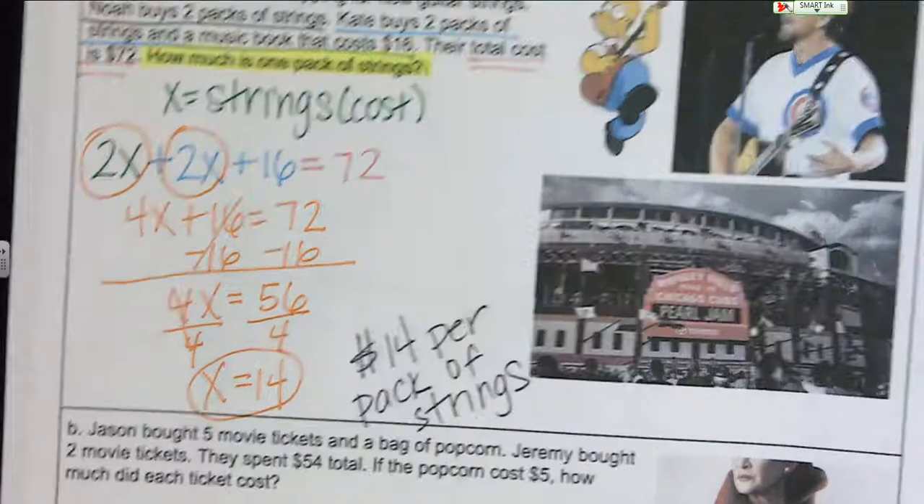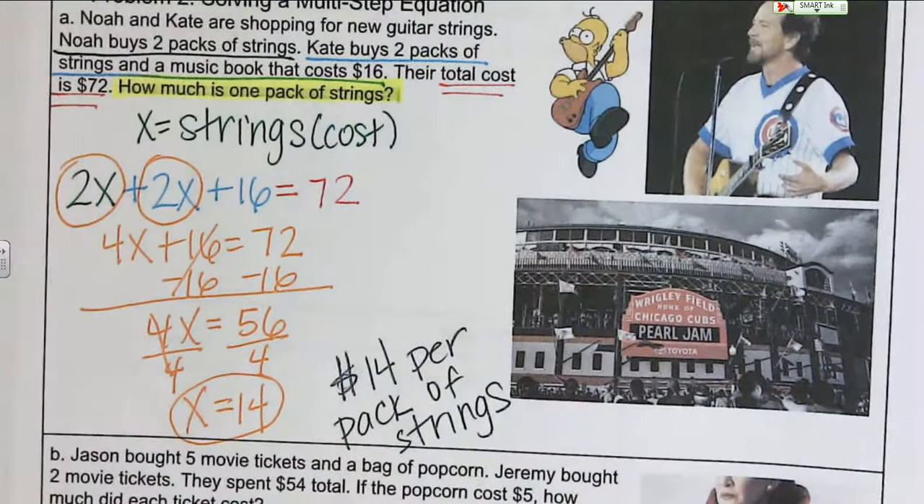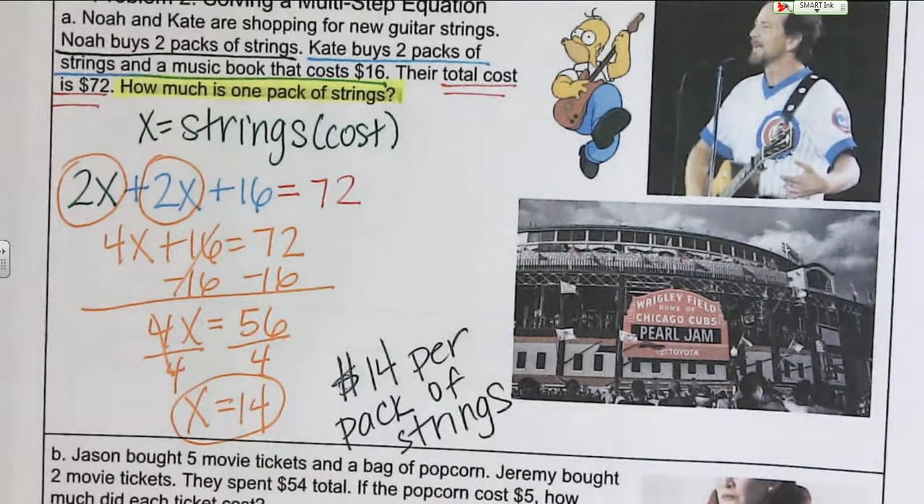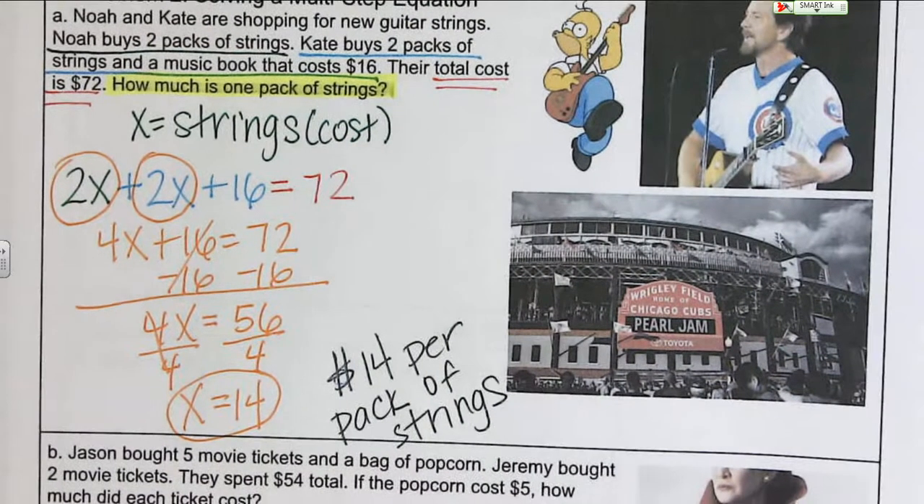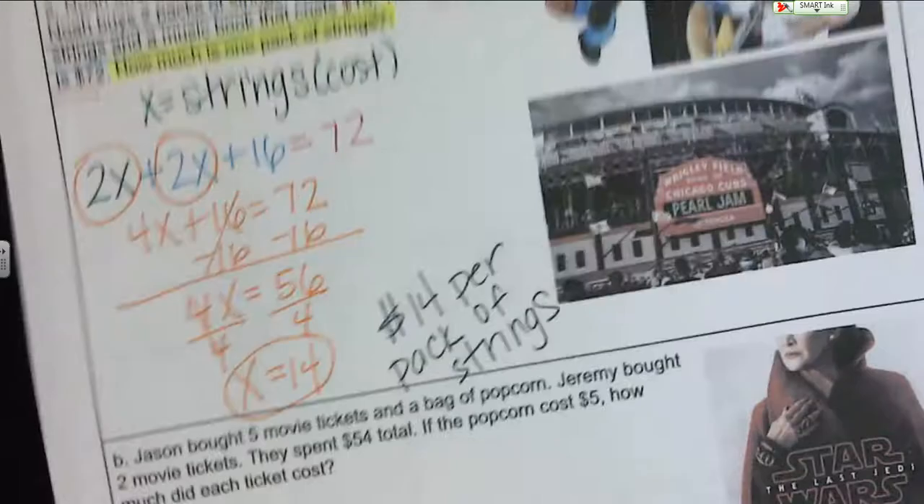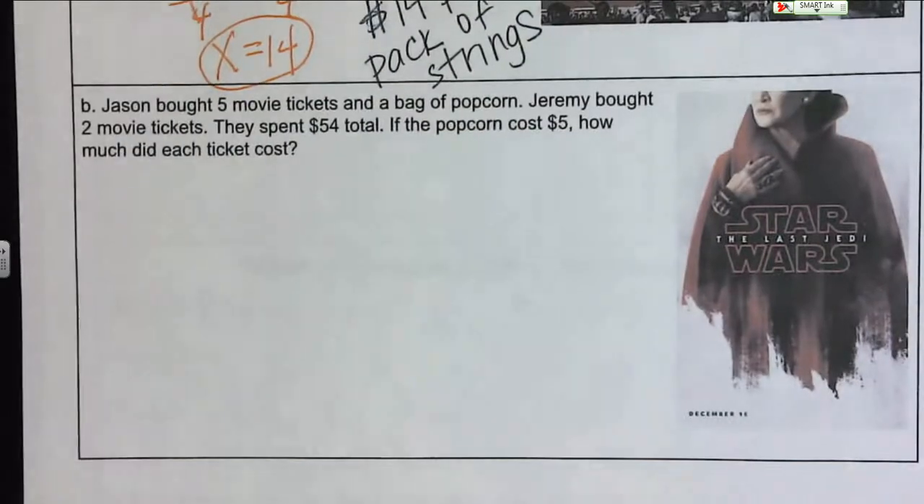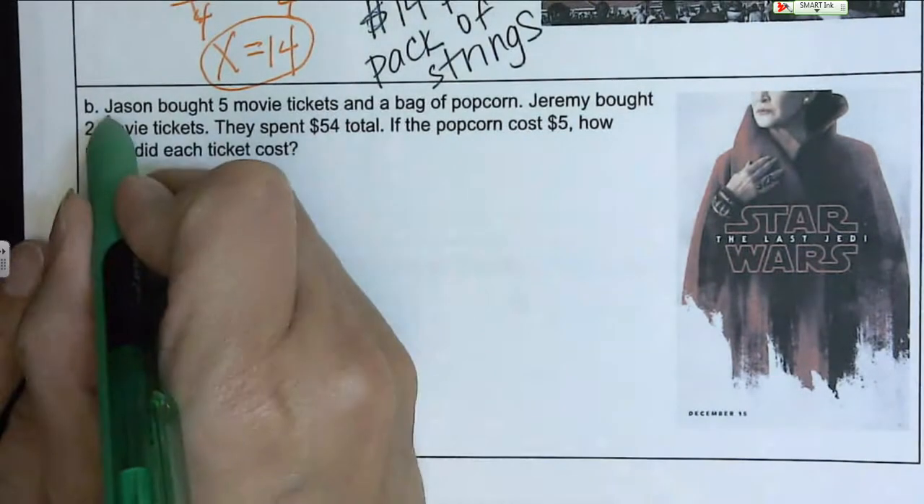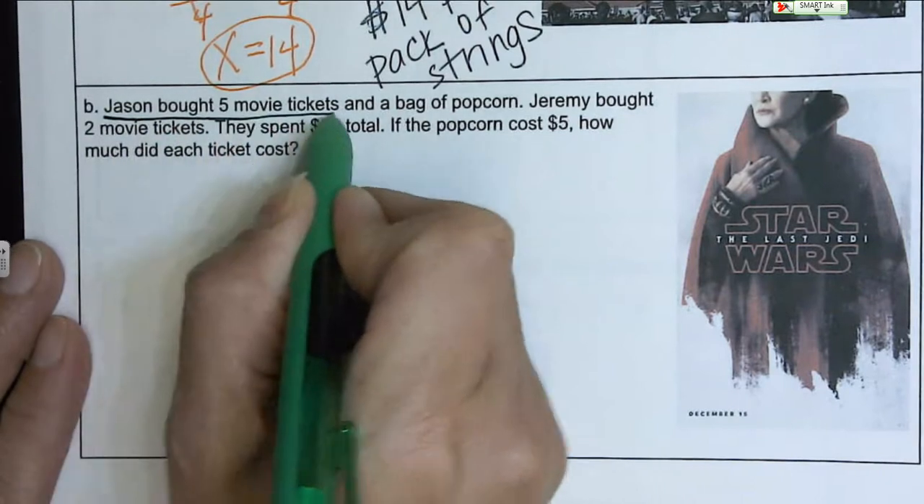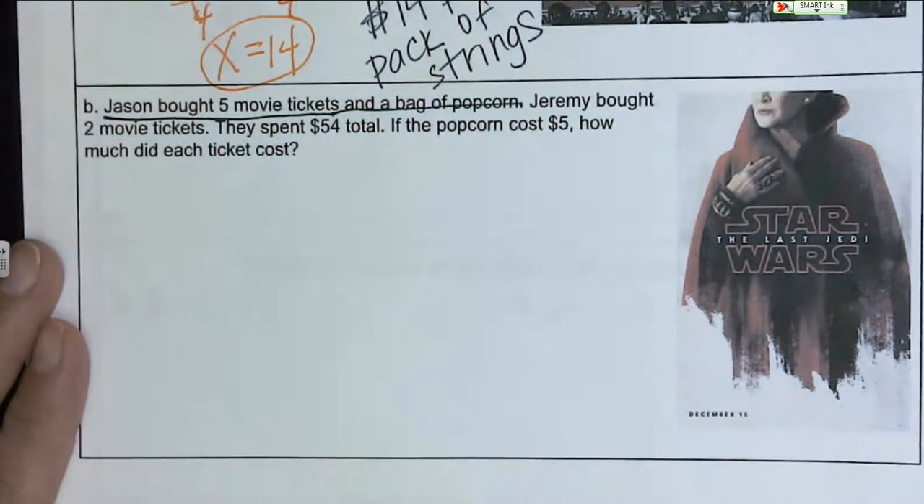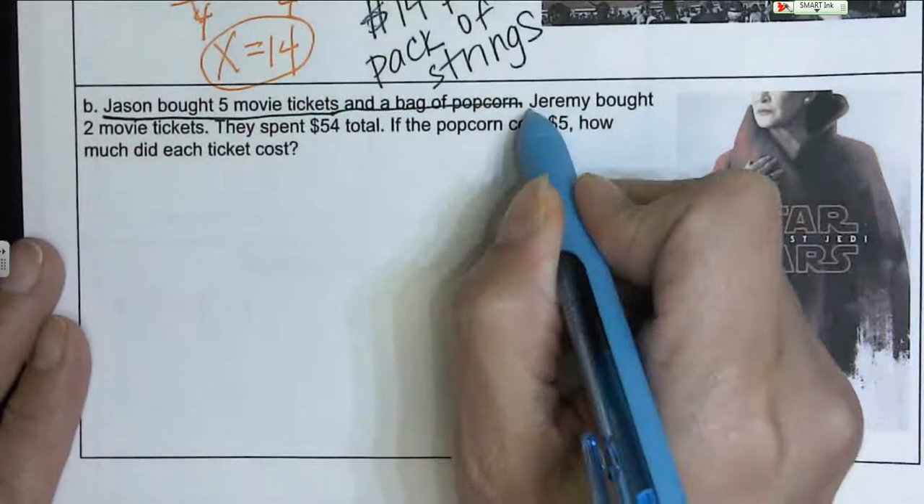Jason bought 5 movie tickets and a bag of popcorn. Jeremy bought 2 movie tickets, and they spent a total of $54. If popcorn cost $5, how much did each ticket cost? All right, so Mrs. Smith is underlining the important pieces of information again. We've got that $54 total, and we've got included in there that popcorn is $5.